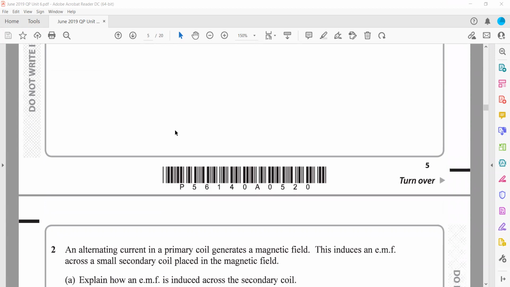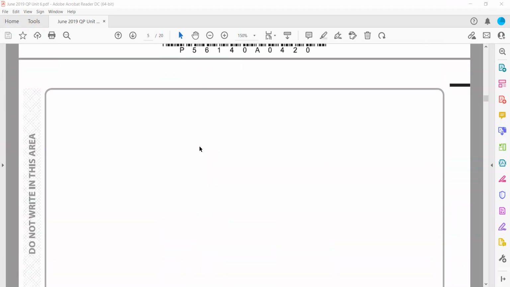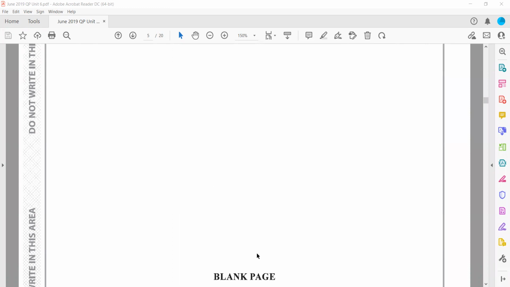So this was question 1. That was the last part. Yeah, that was the last part. And next doubt is question 2, 1, part 1 and 4.